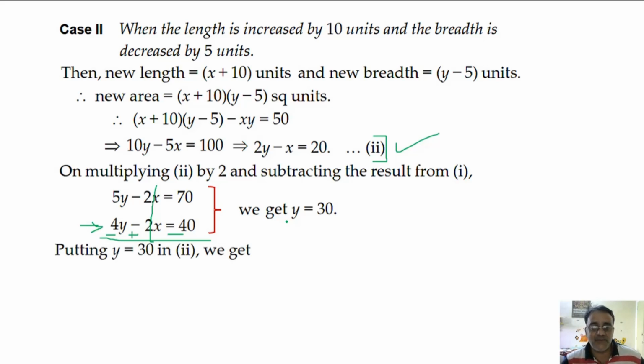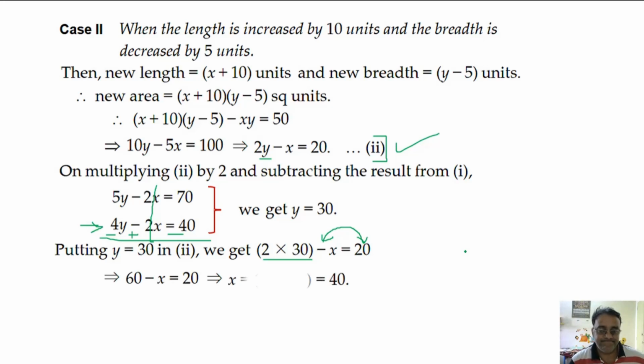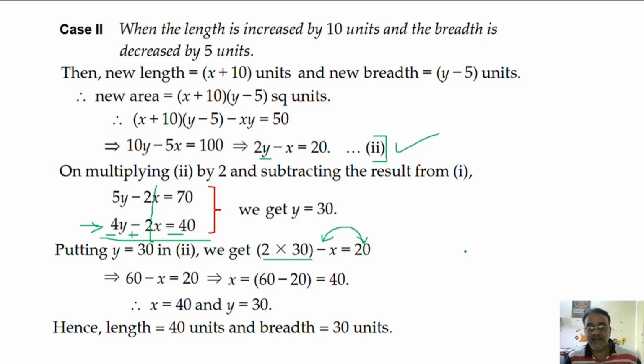So putting y is equal to 30 in the second equation, we'll get 60 minus x is equal to 20. Interchange these two. So x is equal to 60 minus 20, that is 40. So hence the length is 40 units and the breadth is 30 units. Any doubt in this question?